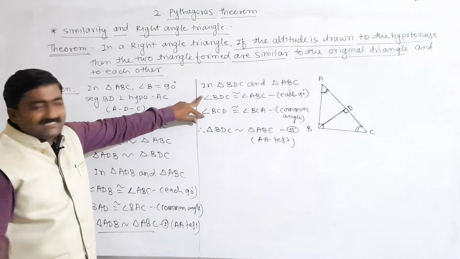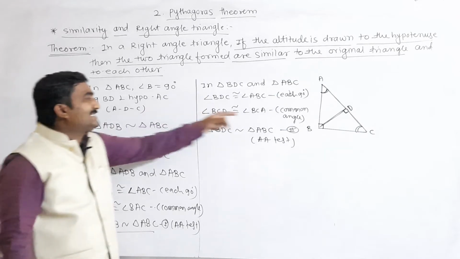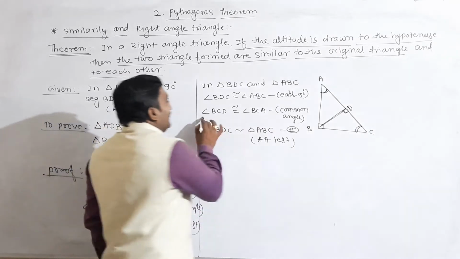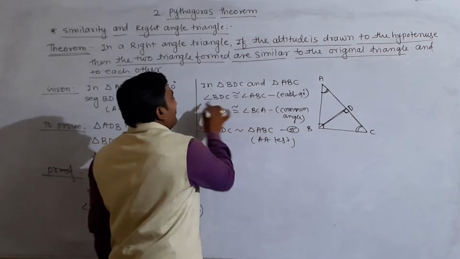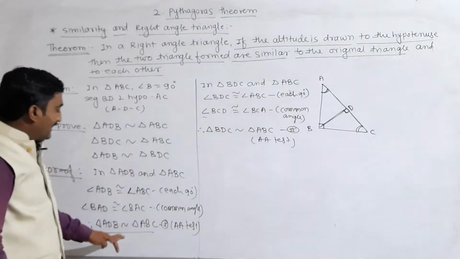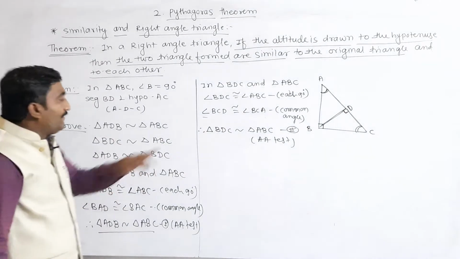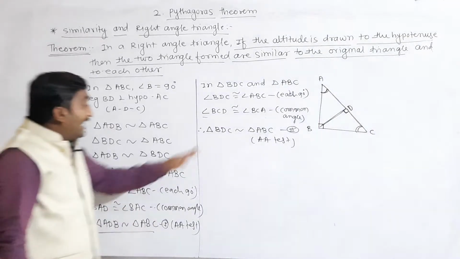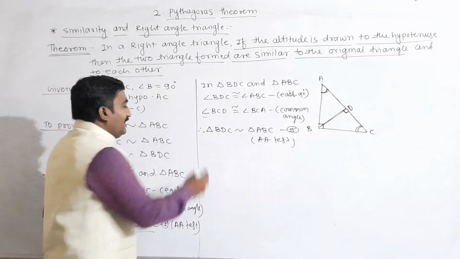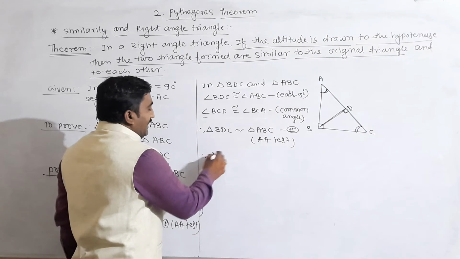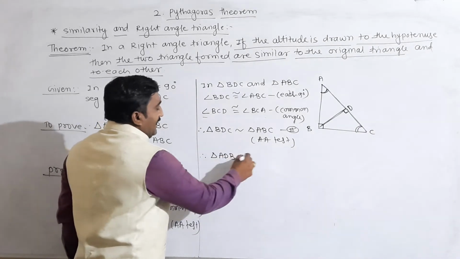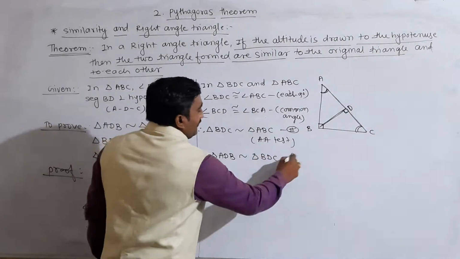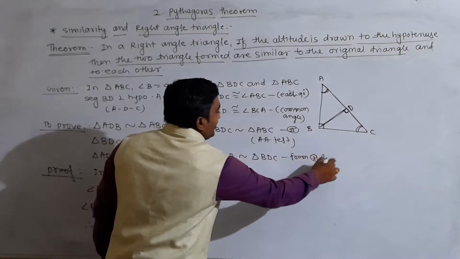We know that if two angles of the first triangle are congruent to the corresponding two angles of the other triangle, then the two triangles are similar, by the AA test. Observe equation first and second. Triangle ADB is similar to ABC and BDC is also similar to ABC. So from first and second, we can say that triangle ADB is similar to triangle BDC.